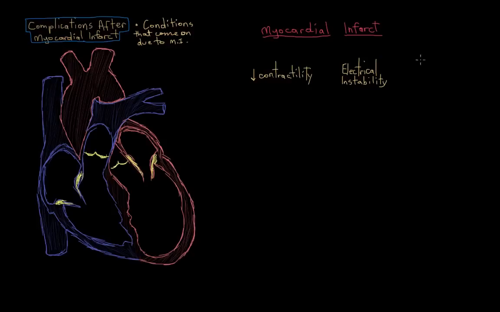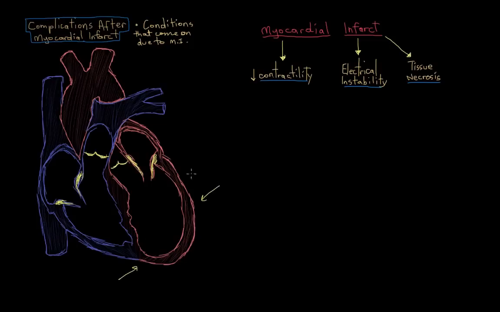And you also get tissue necrosis, right? You get death of some of your heart muscle cells. So these three effects of having a myocardial infarct really underlie all of the downstream complications that are possibly going to crop up. So how does reduced contractility do that?